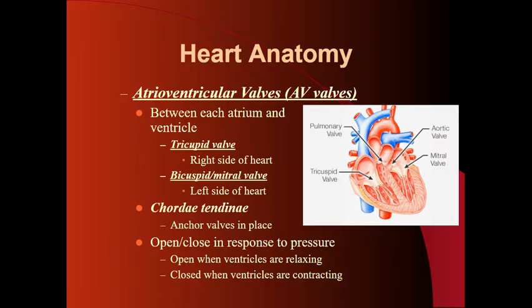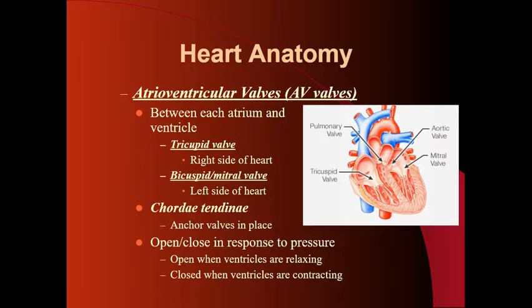These valves have chordae tendineae attached to them, and the chordae tendineae anchor the valves in place. Their ultimate job is to make sure that they don't end up flipping back into the atrium while the heart is pumping. So they basically prevent what would be like an umbrella inverting in the wind. The chordae tendineae prevent the valves from inverting.